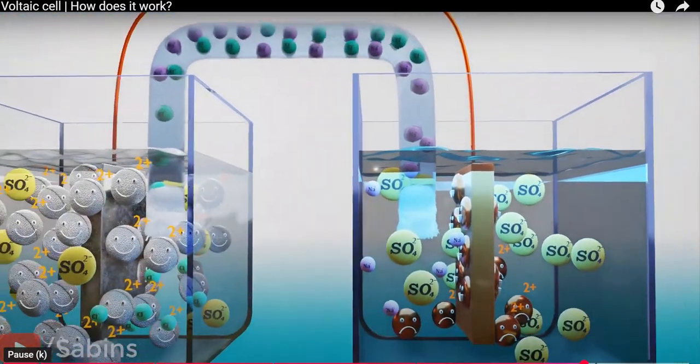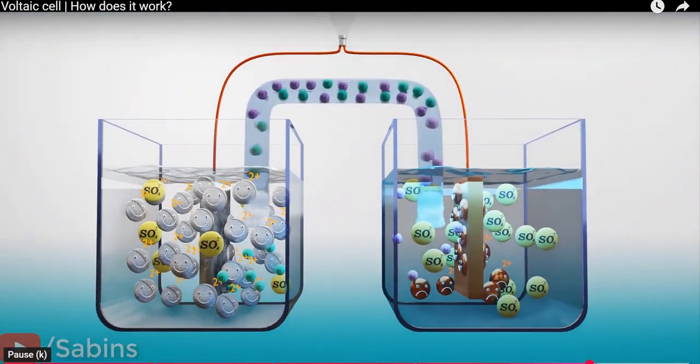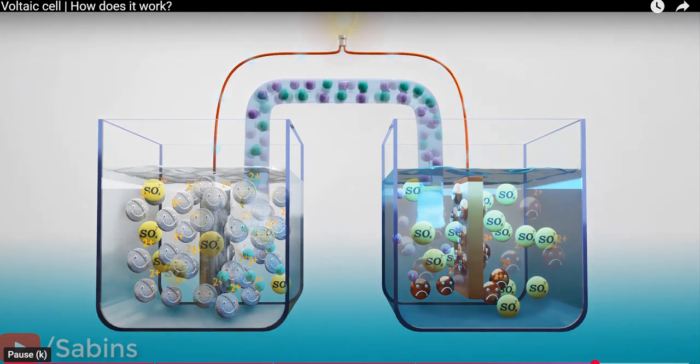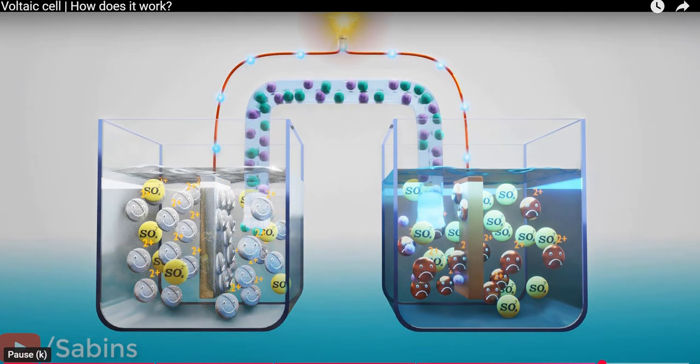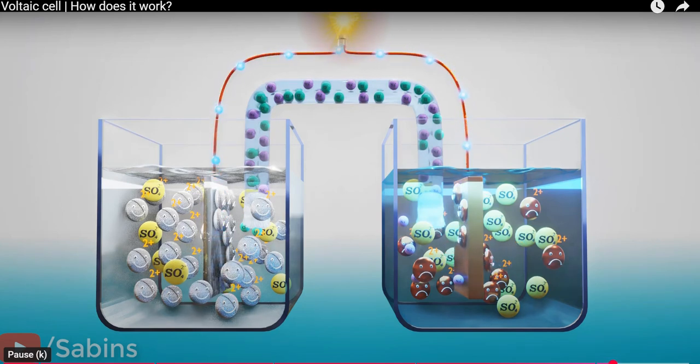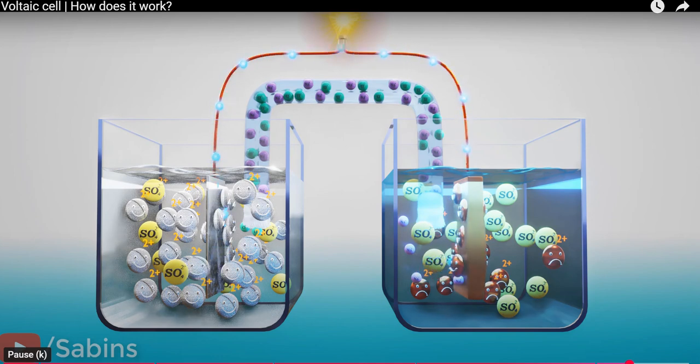The cell we have just created is known as a galvanic or voltaic cell. You can observe that over time, the zinc metal bar erodes as it loses zinc ions, becoming thinner and thinner. The exact opposite happens on the copper plate side, which becomes thicker.